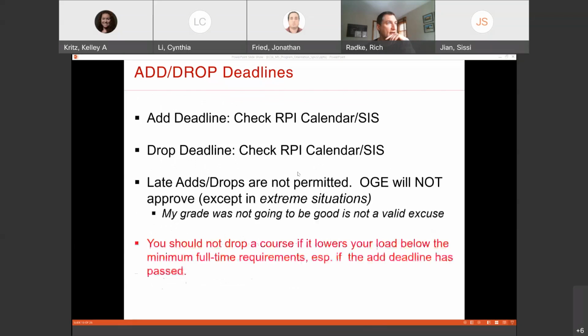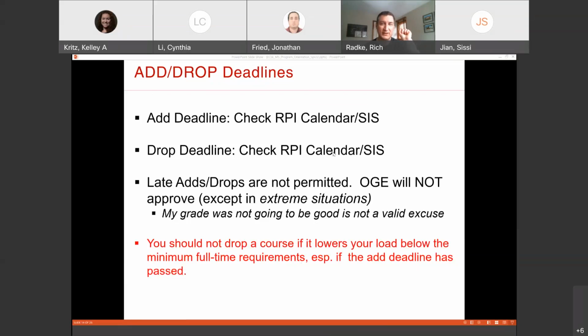Okay. So if you're already an undergraduate, you're familiar with the old add and drop deadlines, basically. So the add deadline is the end of next week. By that point, you want to have all the courses that you think you're going to take in your calendar. And the drop deadline is usually 9 or 10 weeks into the semester. Check the RPI academic calendar for the exact date.